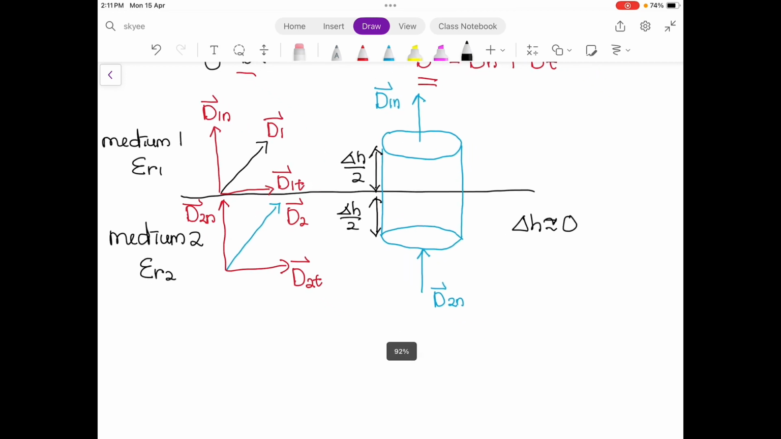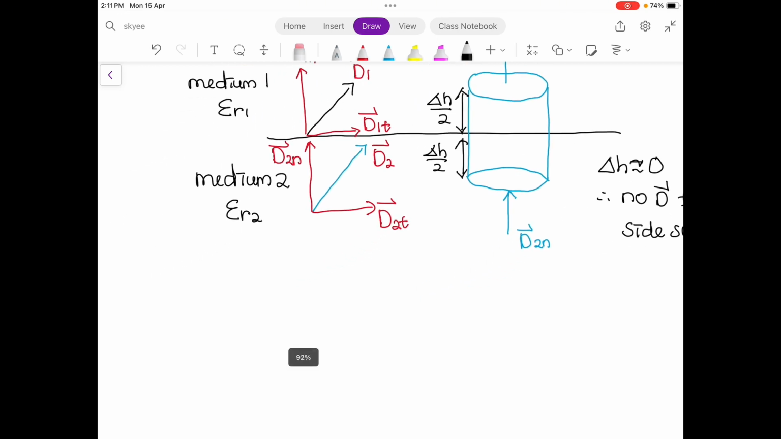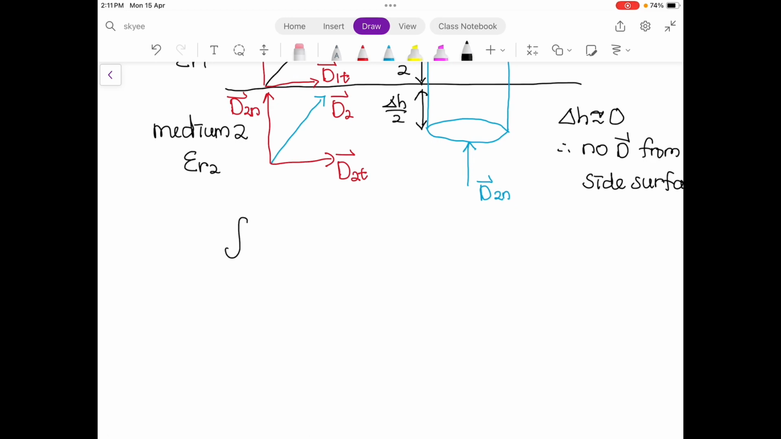When the del H is approximately 0, then we say that there is no flux, no D, from the side surface, because the height del H is too small. So there is no flux coming out from the side. Okay, so now we apply the Gauss law. The flux coming out from the surface will be equal to the Q enclosed by the surface. So now the surfaces we consider are the top surface and also the bottom surface. We won't consider the side because the del H is very small.